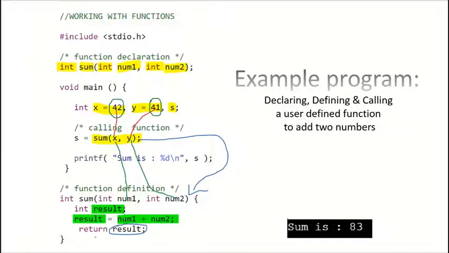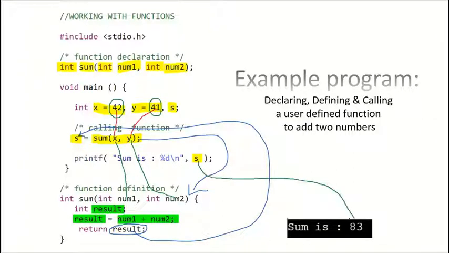I am returning the value of result back to the calling function, and that value will be stored in this S. So the sum function is returning an integer value back to the calling function. Now the variable S has the result, and we can print the result using a printf function, so that we will get the result S is equal to 83, the sum of 42 and 41.